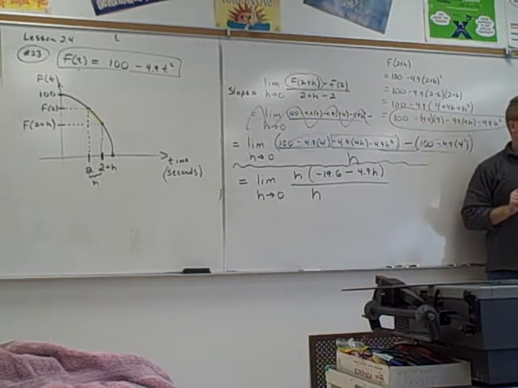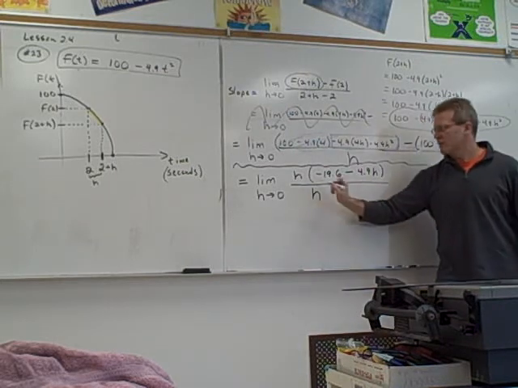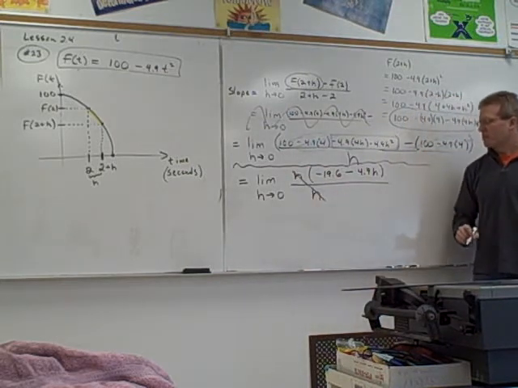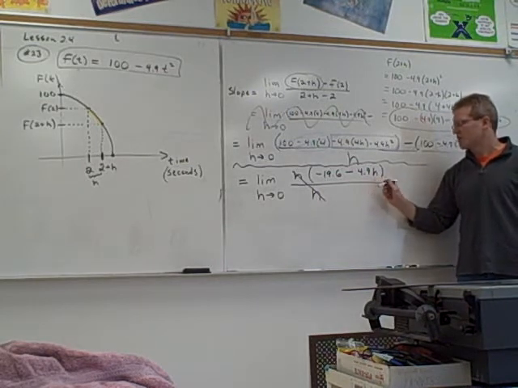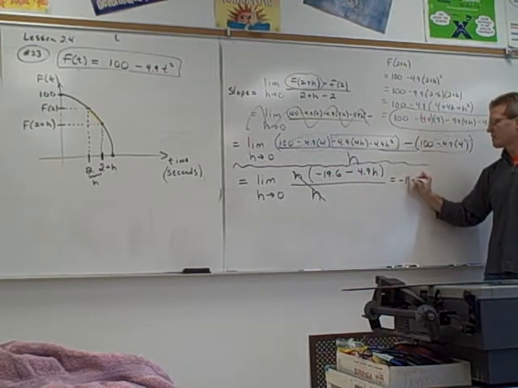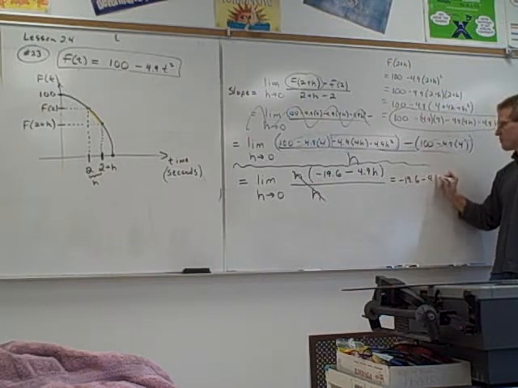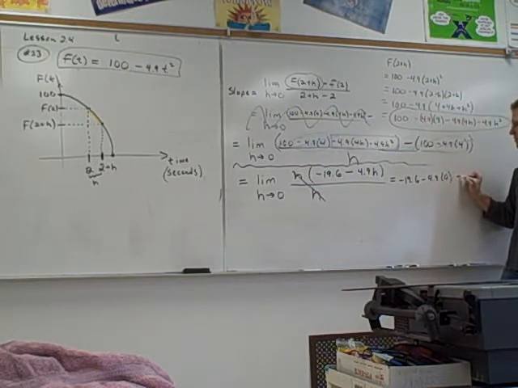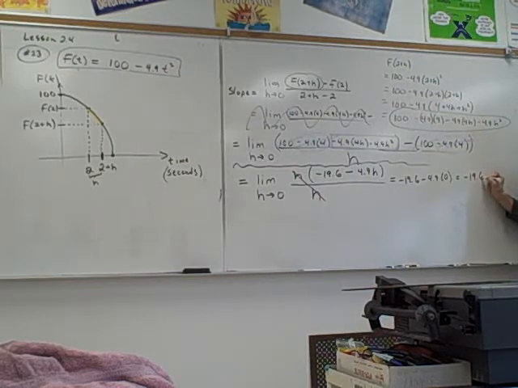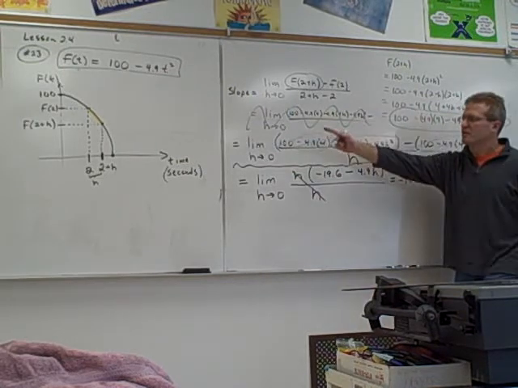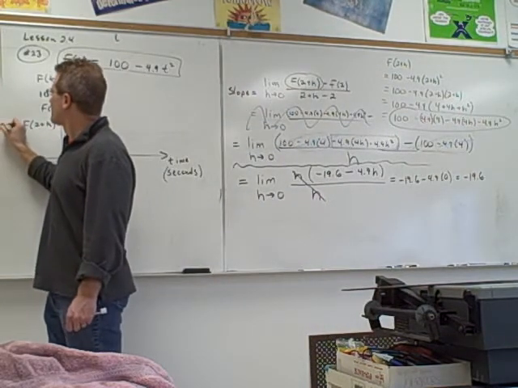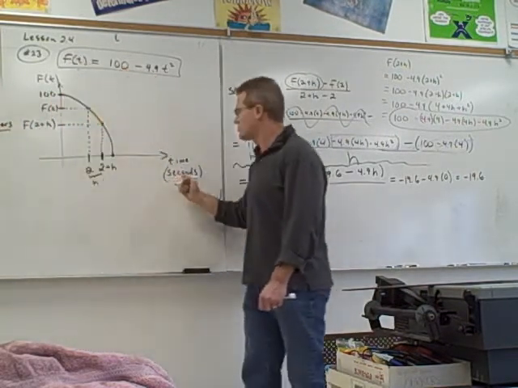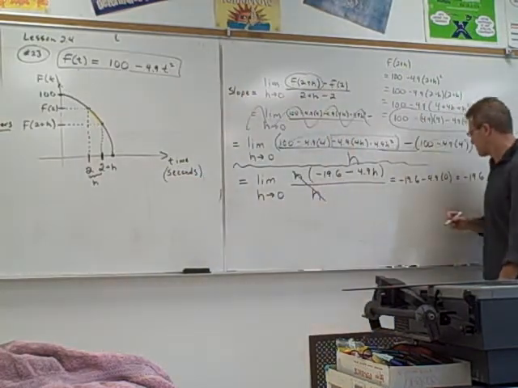So now what do you think I could cancel? Cancel the h's. Now I need to take the limit as h approaches 0, so I just stick a 0 right there. So I'm going to have negative 19.6 minus 4.9 times 0, which is negative 19.6. Remember, this was a slope. This is a slope formula. The y is in meters, and t is in seconds, so it's meters per second.